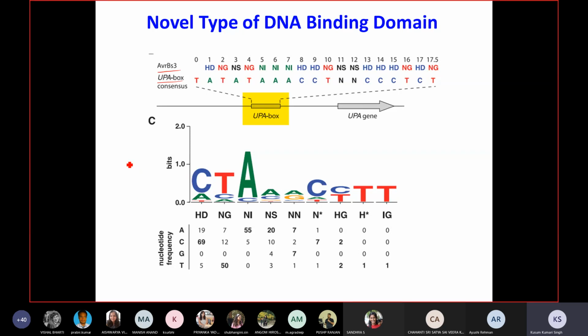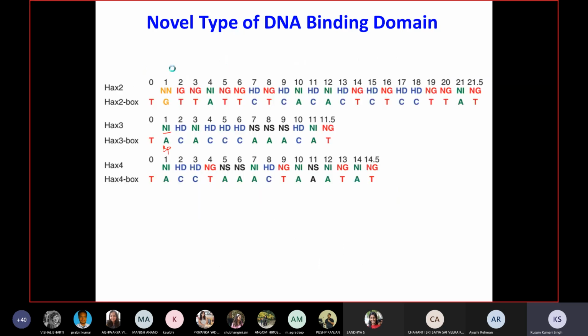For example, if they know the sequence or a repeated sequence of one of the pathogen effectors, in this case HAX2 repeats are also already known, and based on these sequences they were able to find the promoter region for HAX2 box, and similarly the HAX3 box and HAX4 box promoter regions were found based on the homology work and the sequences.